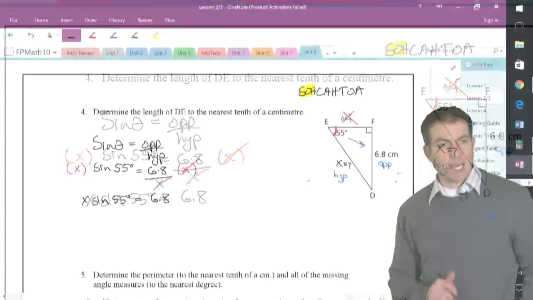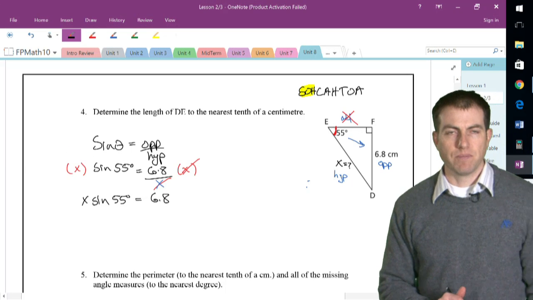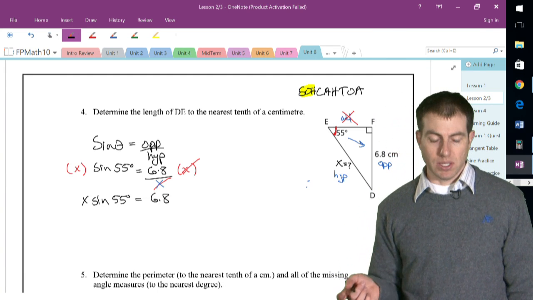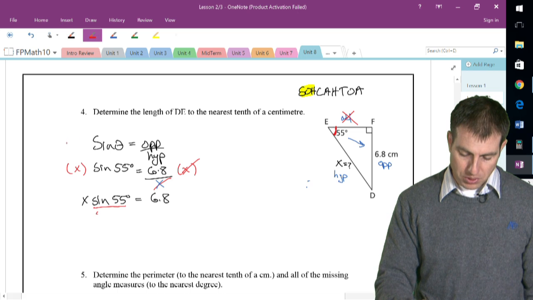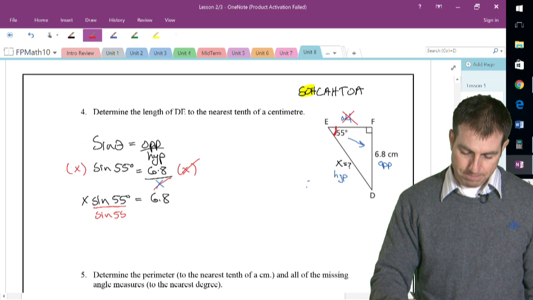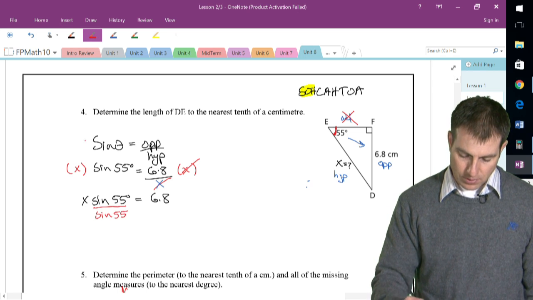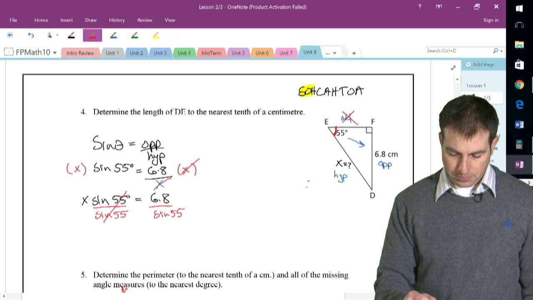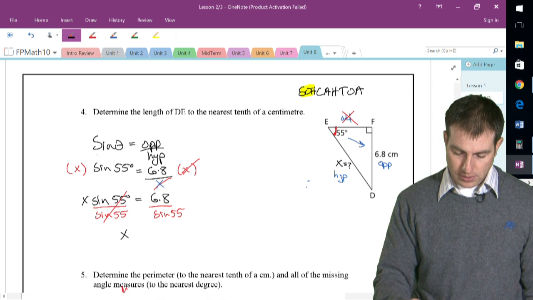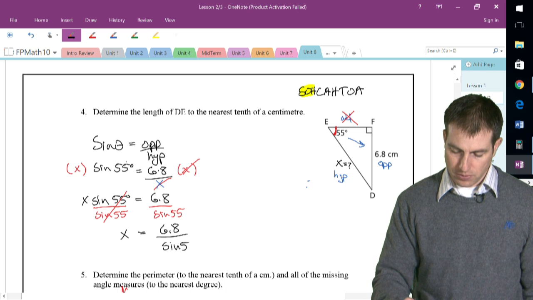I'm multiplying x by the sine of 55. The opposite of multiplying by sine 55 would be dividing by sine of 55. If I do it to one side, I have to do it to both sides. And I'm left with x is equal to 6.8 divided by the sine of 55 degrees.